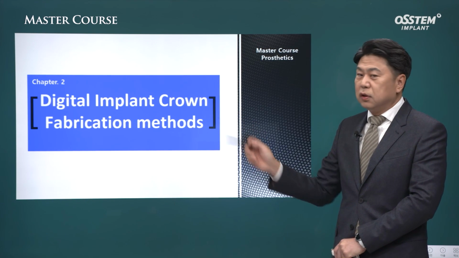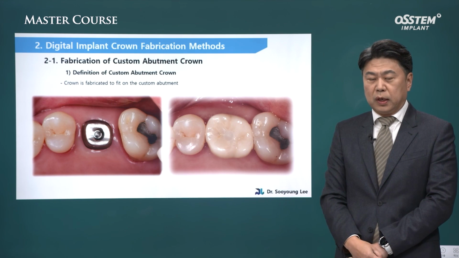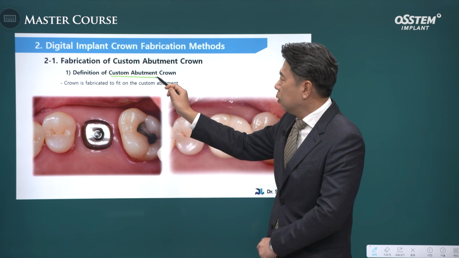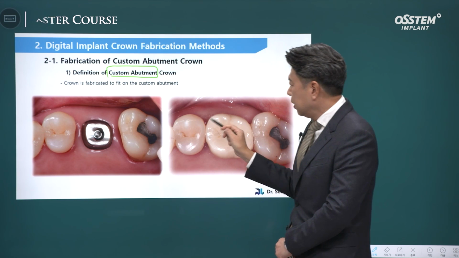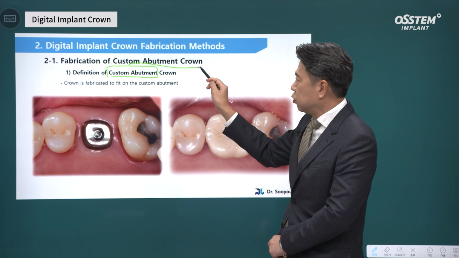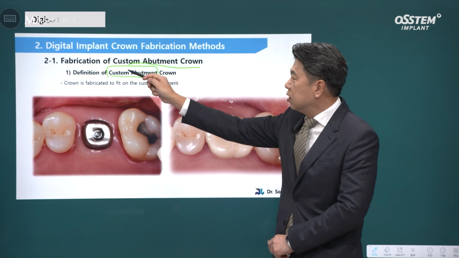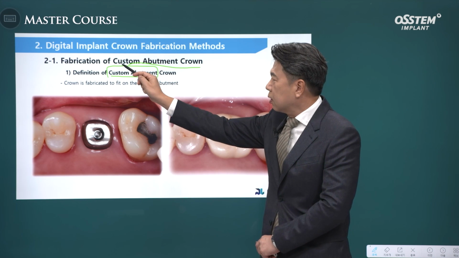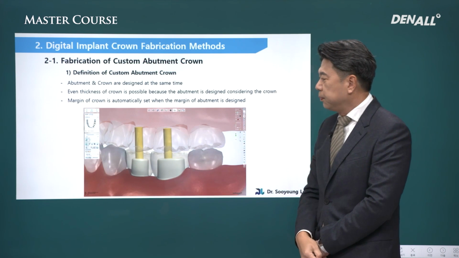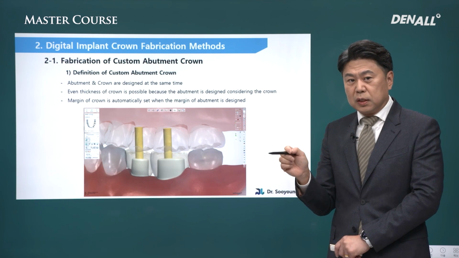Digital implant crown fabrication methods. Brief introduction. There are two ways. First, a custom abutment is fabricated and over it, a crown is put on. And that's called custom abutment crown. The term was coined for our easy understanding. The digital implant crown: over a custom abutment, a crown is put on. This and the medium scan body should be used for custom abutments.